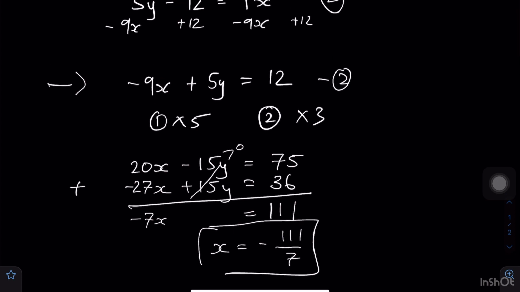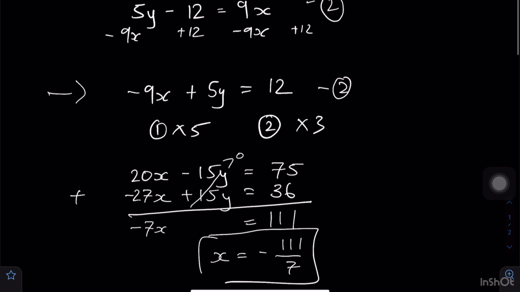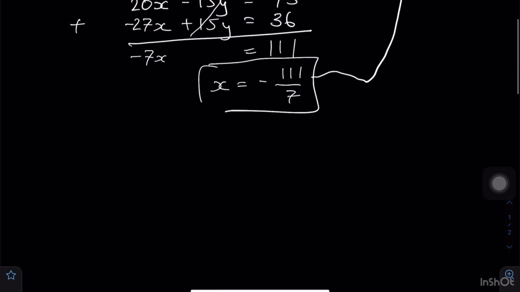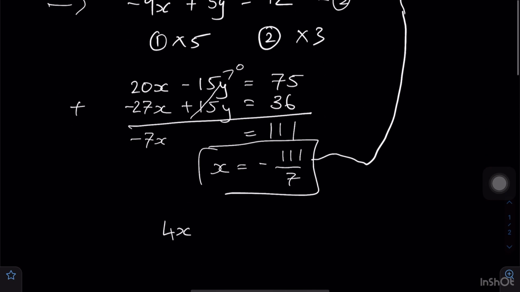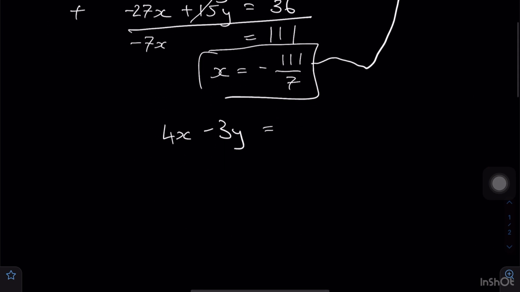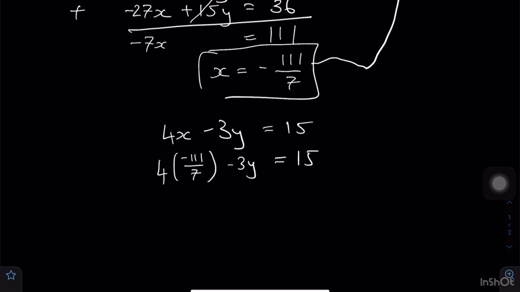So now we just need to insert this x term back into either equation 1 or 2. I'm going to go for equation 1 and then solve for y. So we have 4x minus 3y is equal to 15. If we insert the x term, 4 times minus 111 over 7, minus 3y is equal to 15. Minus 444 over 7 minus 3y is equal to 15.